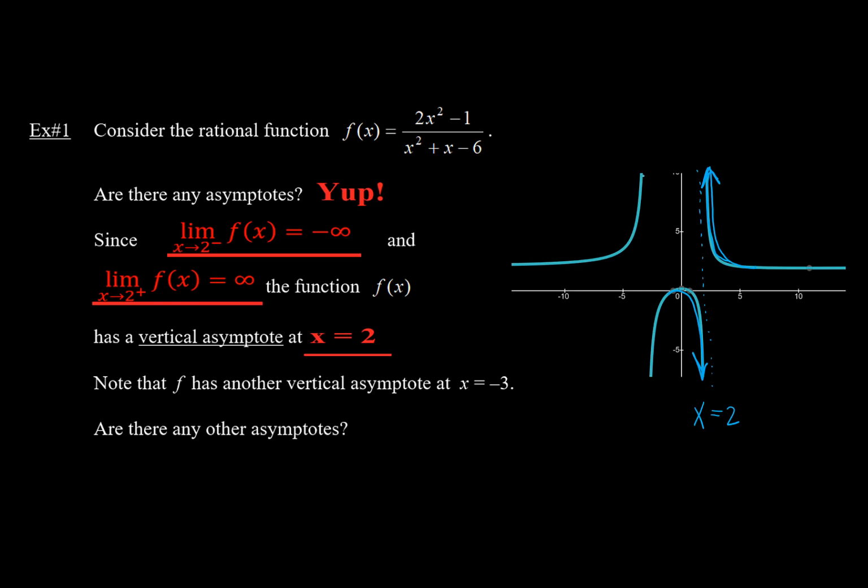We also have another vertical asymptote here at negative 3. We talked about that earlier. And that also has similar behavior. One side goes to infinity, the other side goes to negative infinity. But are there any other asymptotes? Yeah, there actually is, a horizontal one.